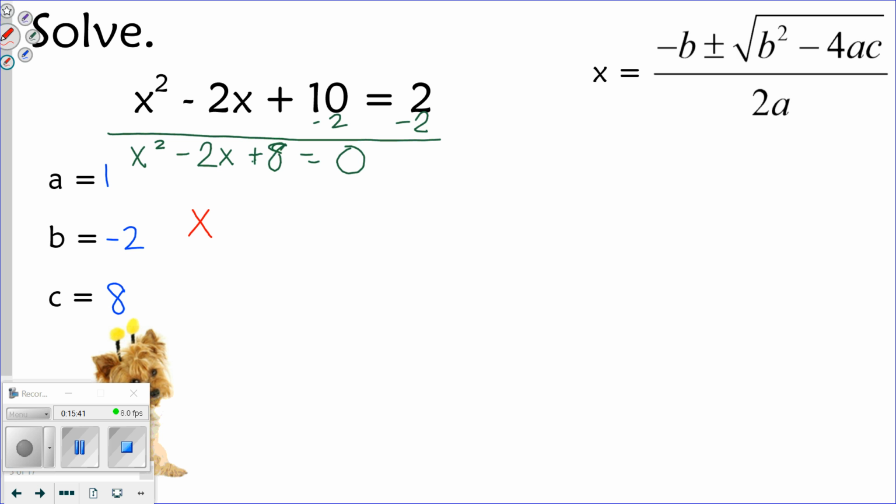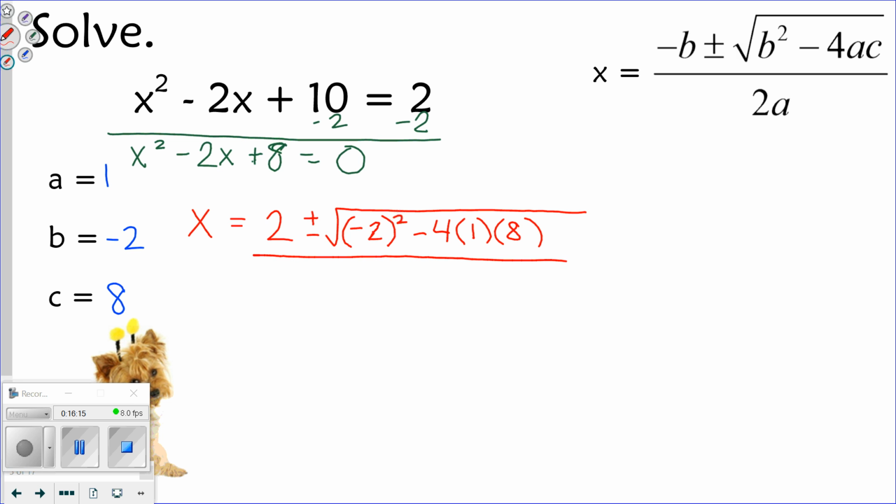All right, so let's plug it in. X equals, what's -b? 2. Since it's already negative, what's a negative and a negative together make? A positive. So that just makes that +2. Plus or minus square root b squared. So it's going to be -2 in parentheses squared minus 4 times my a, which is 1, times c, which is 8, all over 2 times a.